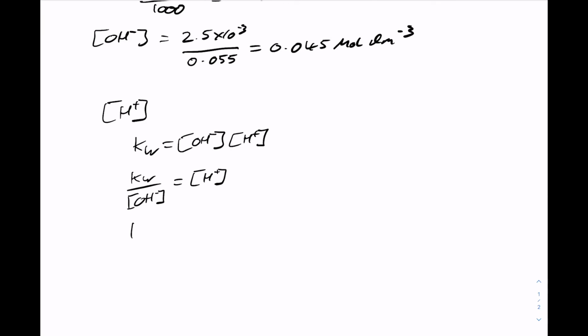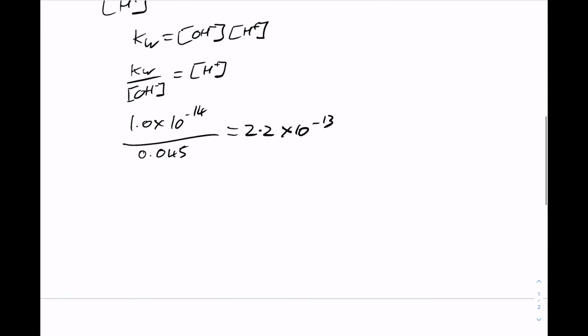So the value of Kw is always given to us in the question. In this case, it's 1 times 10 to the minus 14. And we'll divide that by the concentration of hydroxide ions, which we've calculated to be 0.045. And that will be able to give us a hydrogen ion concentration of 2.2 times 10 to the minus 13. All that's left for us to do now is to calculate the pH. And to do that, we're going to do minus log of the hydrogen ions, and that will be minus log 2.2 times 10 to the minus 13, and that gives us a pH of 12.65.